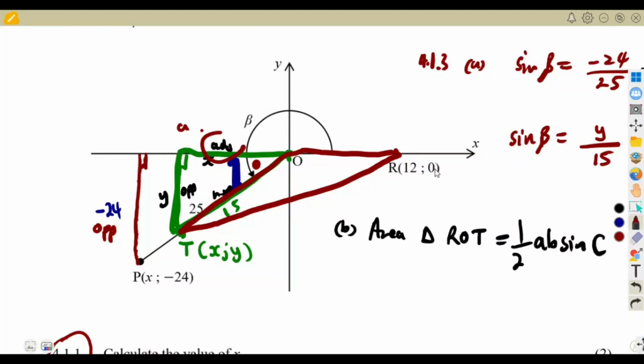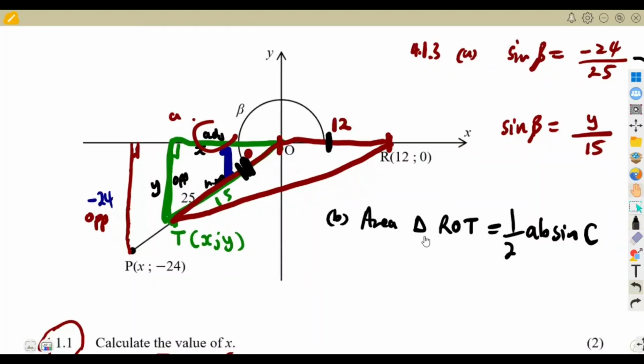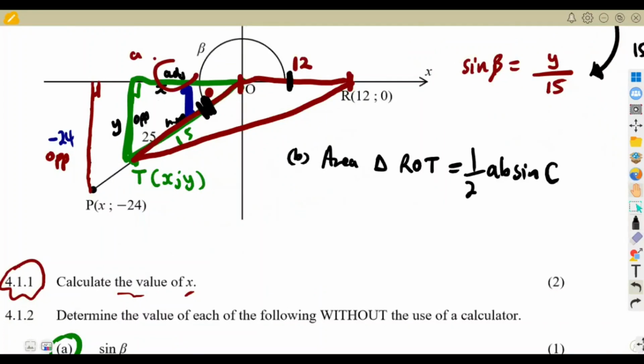We don't need to use the distance formula. We know that from this point up to this point is 12 units. From O to T, it's 15 units, that we're given. So we have the length of this line and also the length of this line. And we understand that the area is half AB times the sine of C. So we need the sine of the angle created by these two sides, which is the included angle, the angle in between.